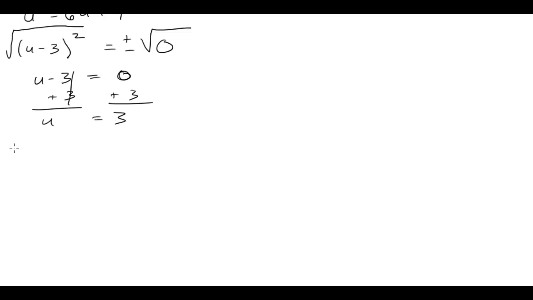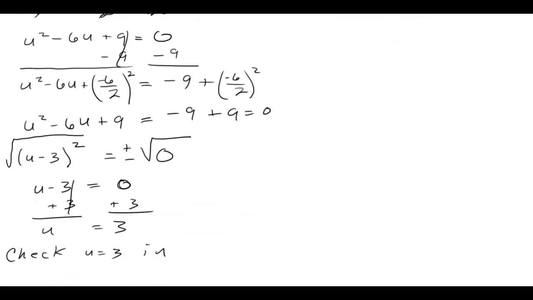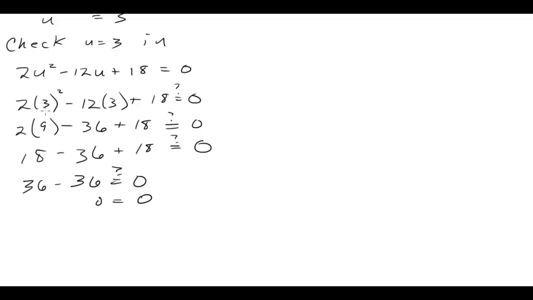All right, let's check our solution. Check u equals 3 in, what's our equation? 2u squared minus 12u plus 18 equals 0. All right, let's check that. 0. We only have one solution this time, and it's 3.